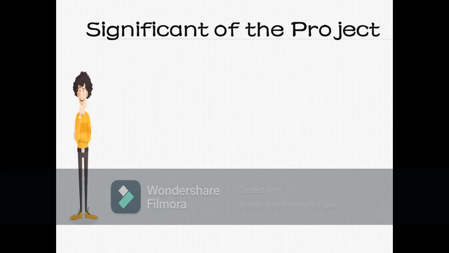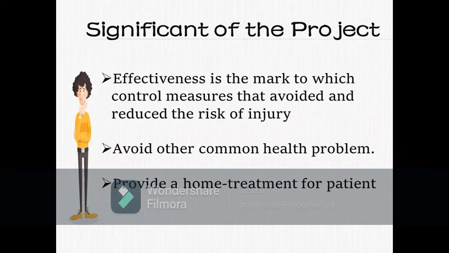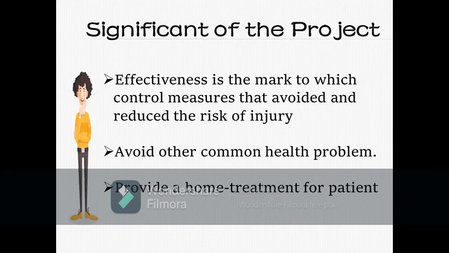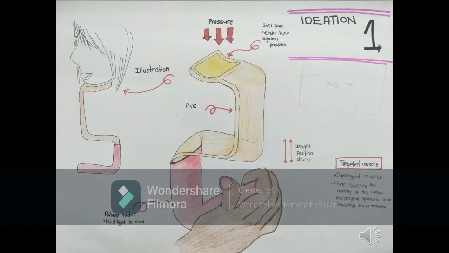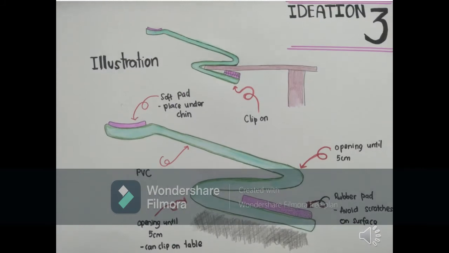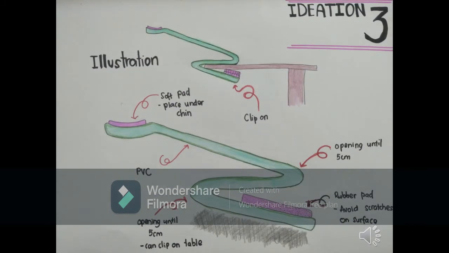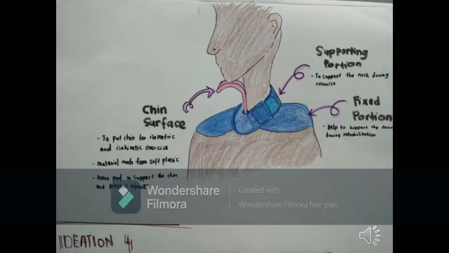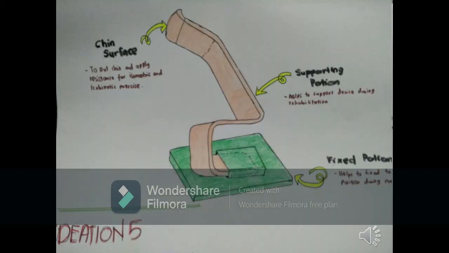Here is the significance of the project. This project provides effectiveness that will avoid other common health problems. It also provides a home treatment for the patient itself. Here is the idea generation of the prototype. The idea generation consists of 5 sketches, which are ideation 1, 2, 3, 4, and 5.